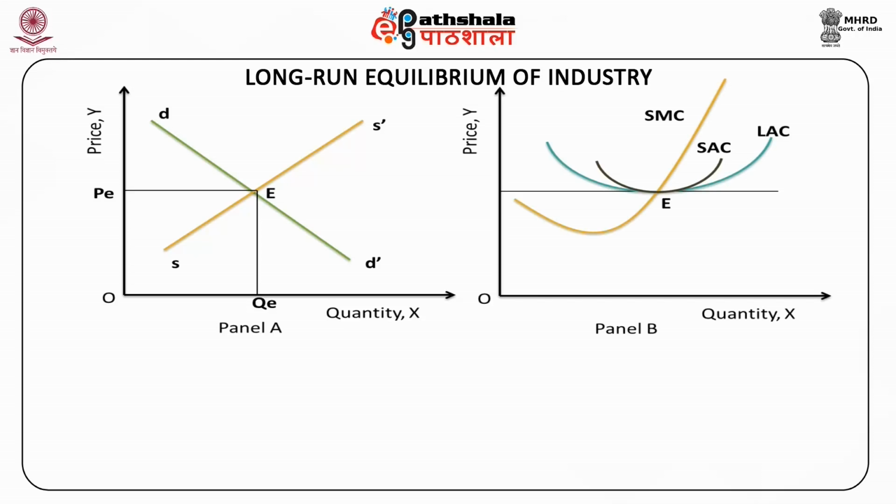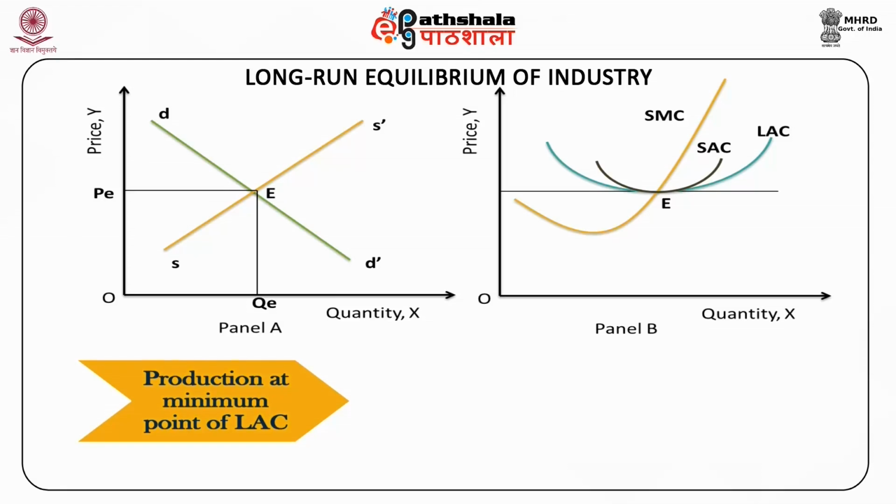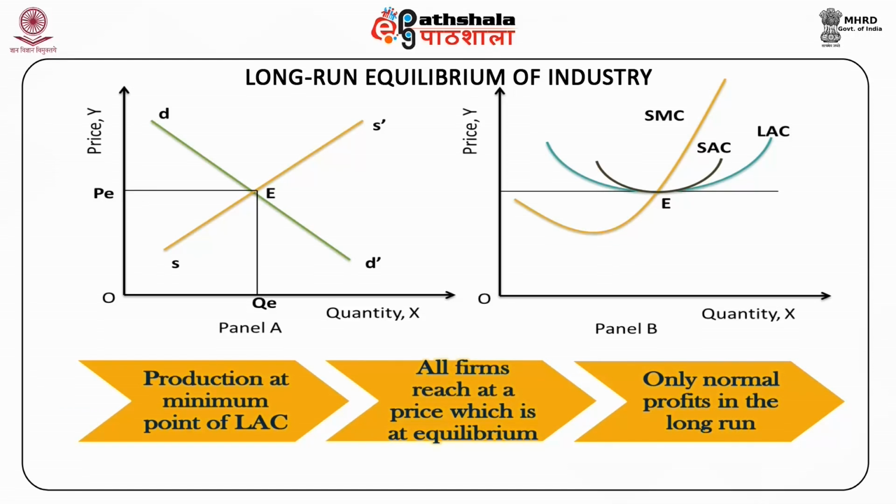In the second panel, the long run marginal cost curve cuts the long run average cost curve at the minimum point, thus producing optimally at point E. In the same way, in the short run also there is an optimum production with the short run marginal cost curve cutting the short run average cost curve at its minimum. This is how the long run equilibrium of the industry can be derived.